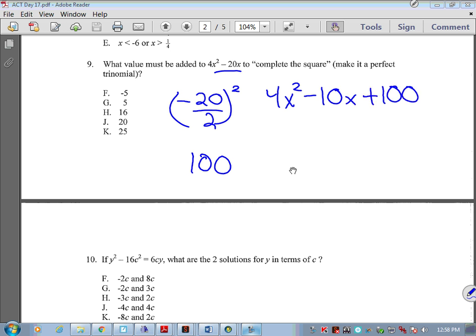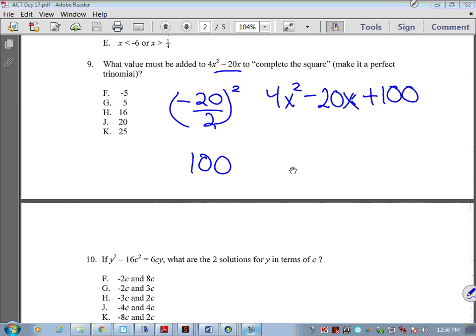Okay. What value must be added to 4x squared minus 20x to complete the square? Oh, I am just failing on all levels today. Negative 20x. So we should get this, right? And then we want to make it a perfect trinomial.